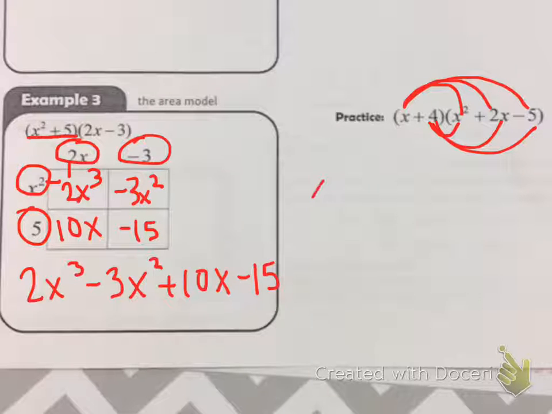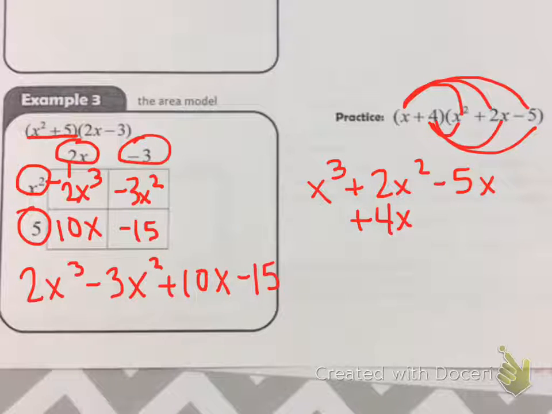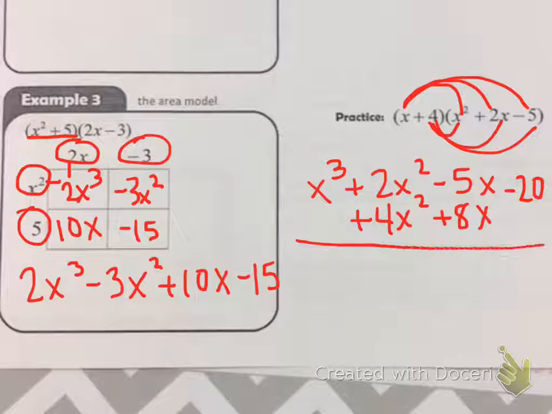So x times x squared is x cubed. x times 2x is plus 2x squared. x times a negative 5 is a negative 5x. 4 times x squared is 4x squared. I like to stack that under the x squared so I know I can combine them together. Then I'll have plus 8x and then minus 20. And again, I just kind of stacked them with like terms. I do that so I can add this straight down and just combine my like terms while I add.